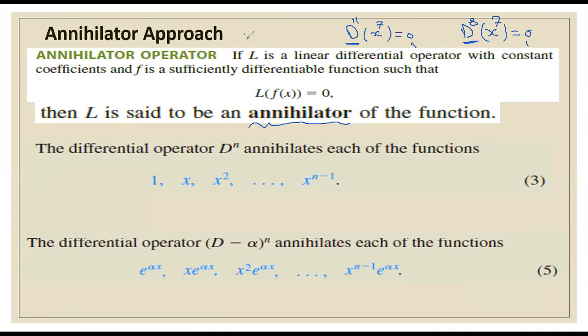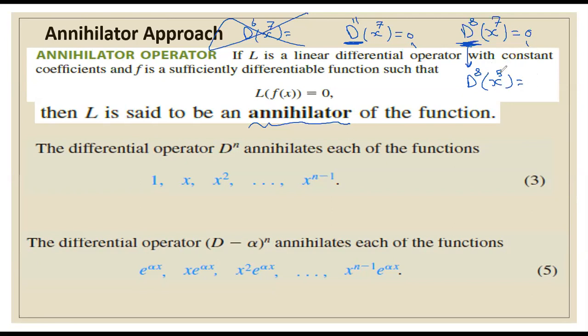What do you think if I wrote D to the power 6 of x to the power 7? Will the answer be 0 or no? No, so I don't need this. I'm searching for those that will make my function equal 0. So I found this and I found this. Now, which one am I going to call the annihilator? I'm going to call the simplest one my annihilator. Notice also this D to the power m. If I asked you to check for x to the power 5, D to the power 8 of x to the power 5, will it be 0 or not?